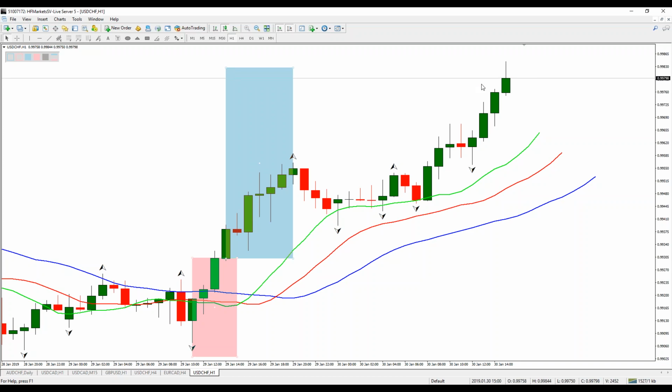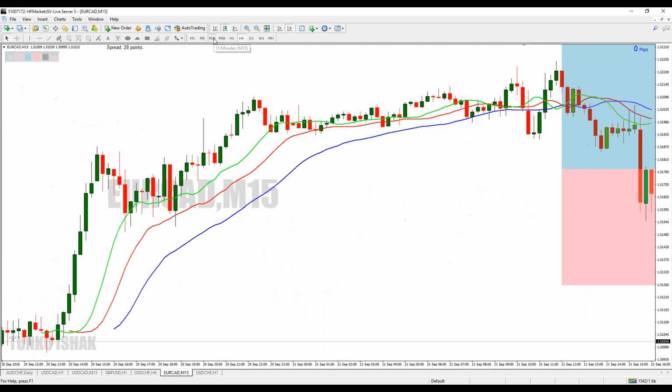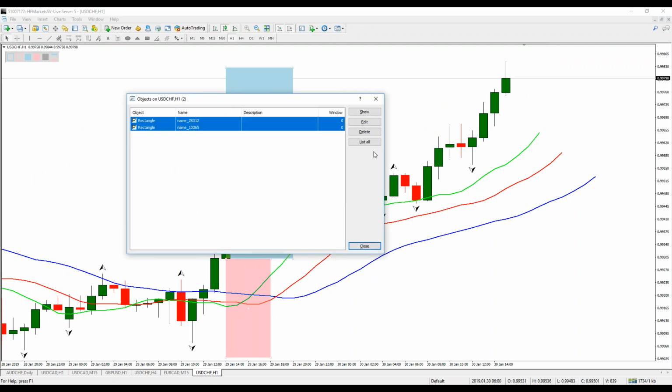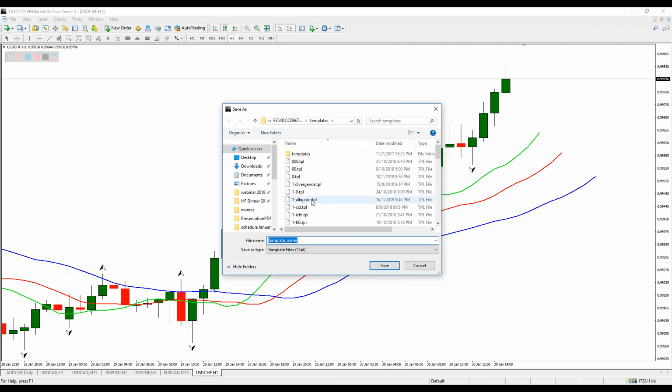H1. So this is the strategy that we use. First rule, crossing of lips and jaw. Second rule, it must break the fractal. Let me look at M15 Euro Cap. Let me save first, file save template. Alligator.